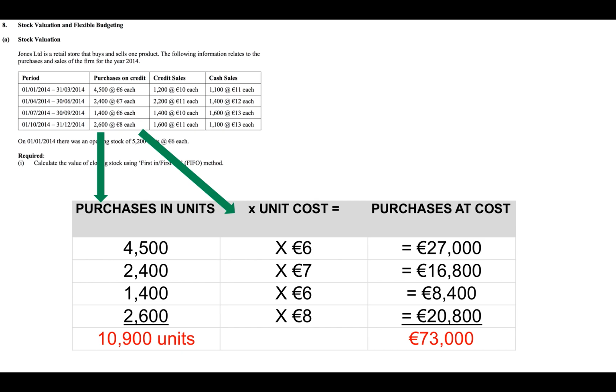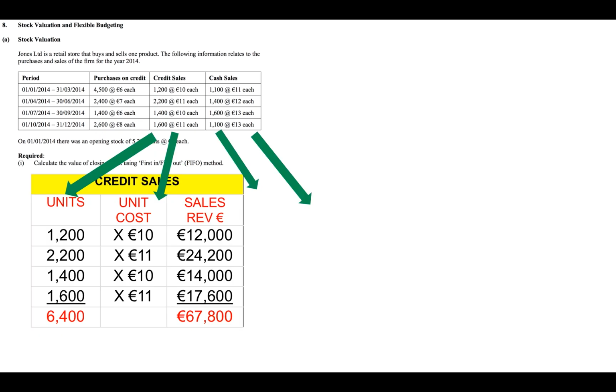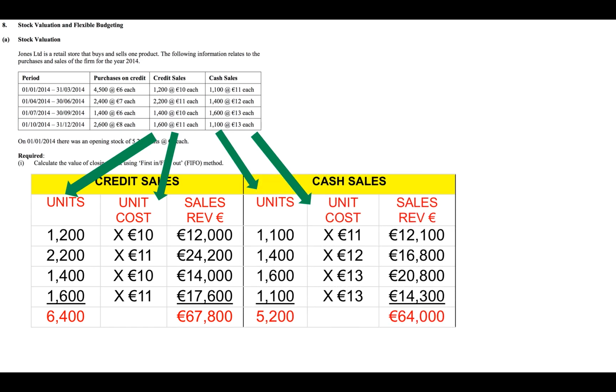Okay, so multiplying out the purchases there, you have calculated that all of the purchases were 10,900 units, and when we multiply them by the cost per unit, and you can see how the cost changed at the different times of the year, the total purchases cost there is €73,000. Then moving on to the sales, doing the credit sales first. The total units sold by credit sales there, 6,400, and the sales revenue generated from those credit sales were €67,800.